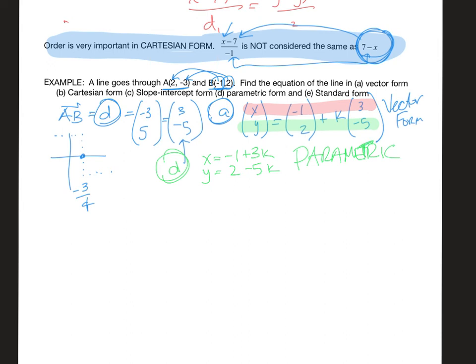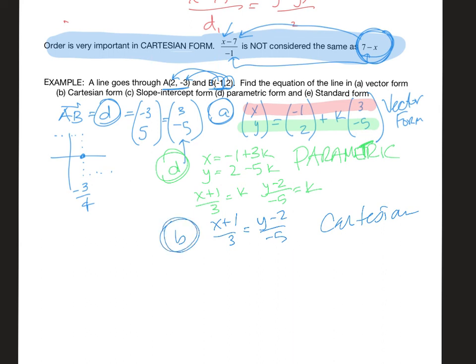Now if I solve these for k, so let's see, x plus 1 divided by 3 equals k, and y minus 2 divided by -5 equals k. The second that I put those two things equal to each other, this is Cartesian form. Okay, Cartesian, which in this direction is part B. So I've got A, I've got D, I've got B. I'm only missing C and E.